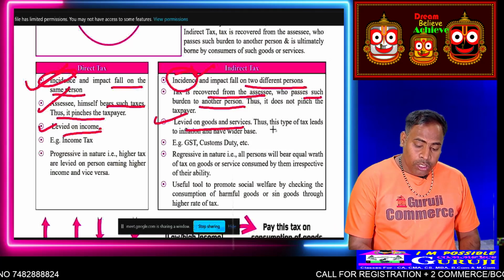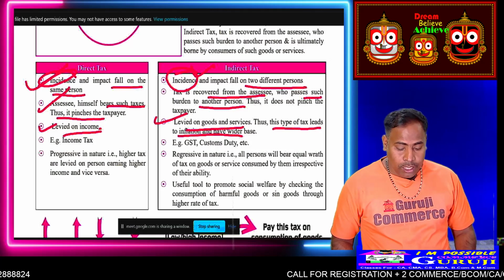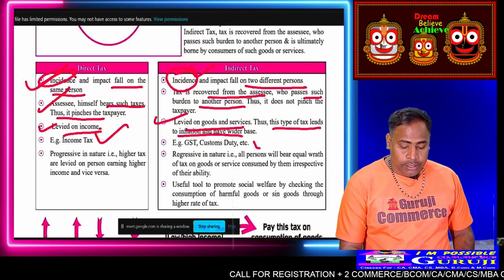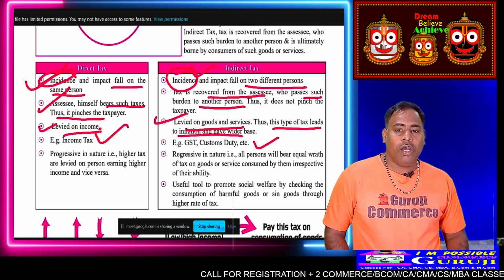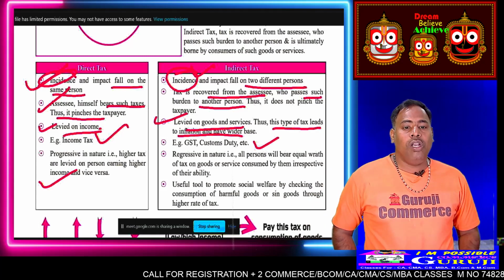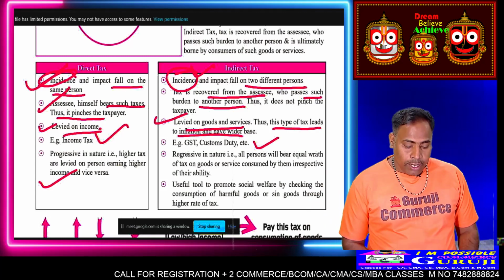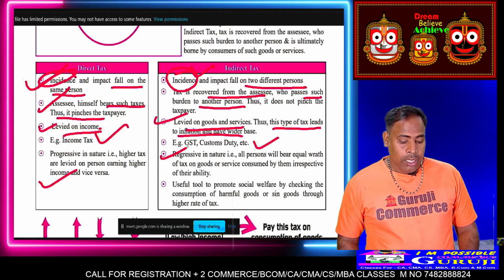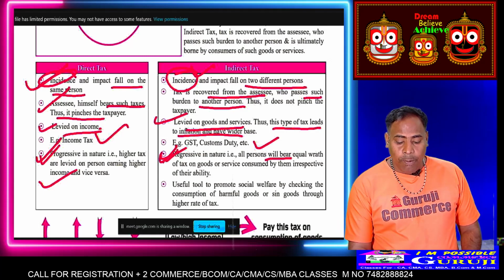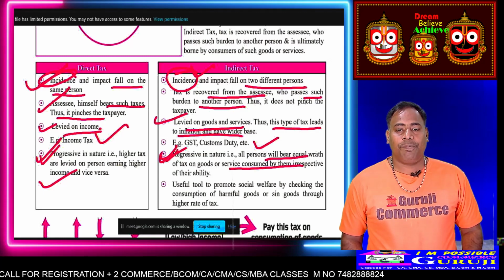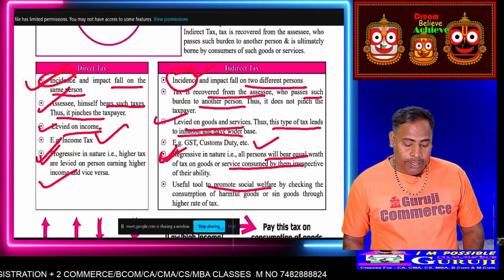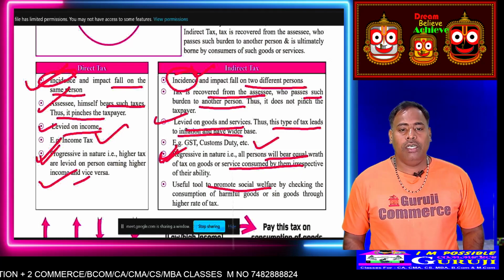This type of tax leads to inflation and has a wider base. Already I have covered this point. Examples of indirect tax are GST and customs duty. Direct tax is progressive in nature, meaning higher tax is levied on the person with higher income. Indirect tax is regressive in nature, meaning all persons will pay the same tax. Then it is useful as a tool to promote the welfare of the people.